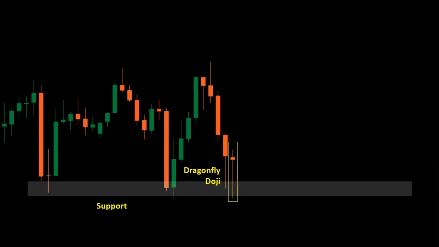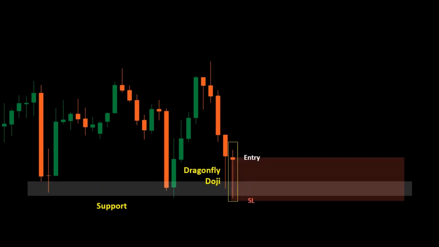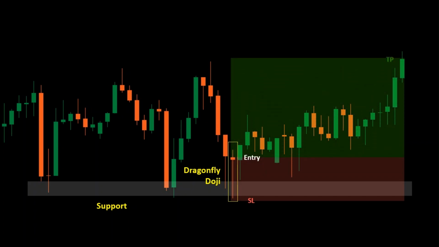A buy position can be initiated either at the close of the dragonfly doji or after a slight retracement in the next candle to achieve a more favorable entry. Stop loss should be placed just below the low of the dragonfly doji. Take profit target is set at the next key resistance level.